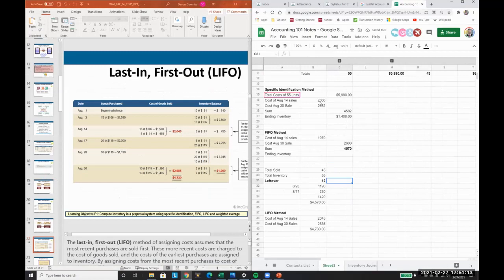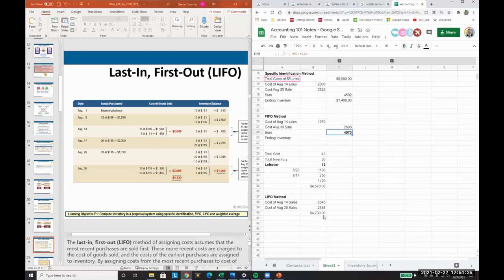We also see, depending on the method we use, we get very different answers. Under the specific identification method, we have a cost of 4,582. Under FIFO, we have 4,570. Under LIFO, we have 4,730. LIFO would result in a lower tax bill. FIFO would result in the most income because you have the least amount of cost of goods sold. Specific identification here would give you something in the middle. You could also do a weighted average amount, which we'll do now.